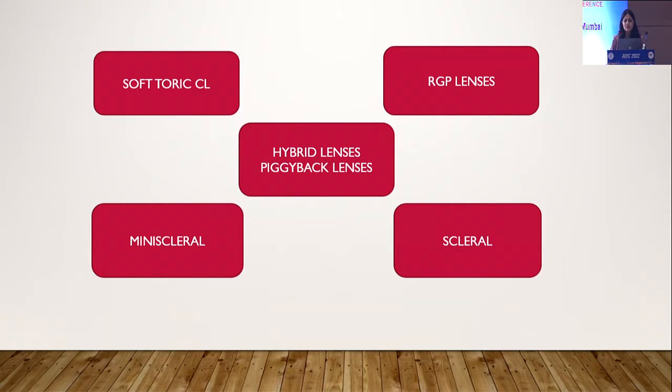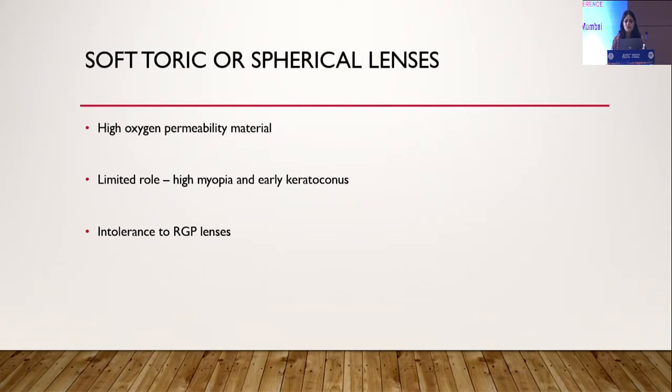So now there are a variety of contact lenses that can be used in these patients, starting from the soft toric contact lenses, the more commonly used gas-permeable lenses, as well as special lenses such as hybrid lenses, piggyback lenses, mini scleral and scleral lenses. The soft toric contact lenses can only be given to your patients of keratoconus who are early on. They don't have much steepening of the cornea, and the primary refractive error is a low astigmatism with high myopia, and if they are very intolerant to gas-permeable lenses.